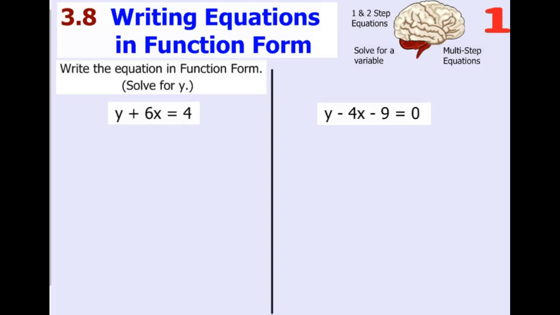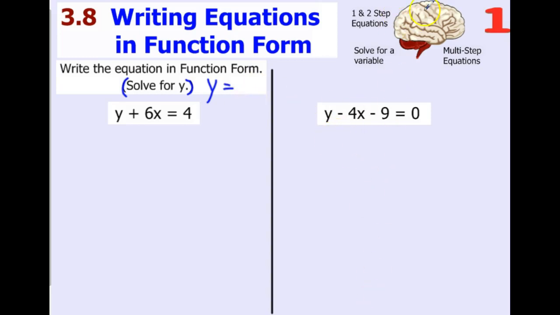Good morning. Today we are switching gears a little bit. We are writing equations in function form. So what does function form really mean? A function form means we are really solving our equation for the letter y. Instead of having just one letter, like y or x, we now have both in the equation. But we don't care about x, we just need to move it to the other side so that y is all by itself, so that we have y equals and then something on the other side.